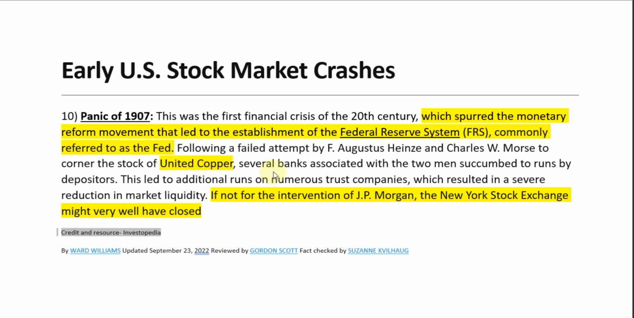Obviously, several banks associated with these two guys succumbed to runs by depositors. Well, yeah, as soon as they found out it was a scam, and those banks were involved, everybody wants to take their money out. And then we had the great J.P. Morgan come in, save the day. I believe what happened, he came in and backed all that up with a huge amount of money and possibly prevented the New York Stock Exchange from being closed permanently.